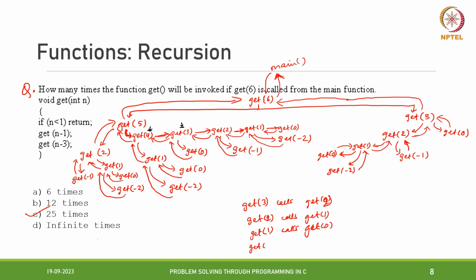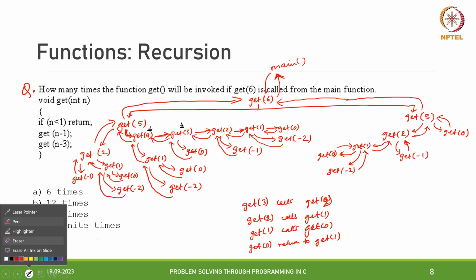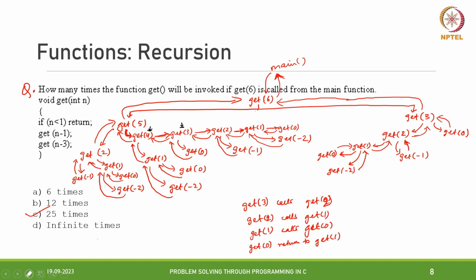Now get of 0 returns to get of 1, because the return condition is there. So just write it like this, okay? It will be pretty long if you write it in this manner, but you will be able to understand what exactly is happening, the flow that is happening, if you simply write it down for your own understanding, okay?